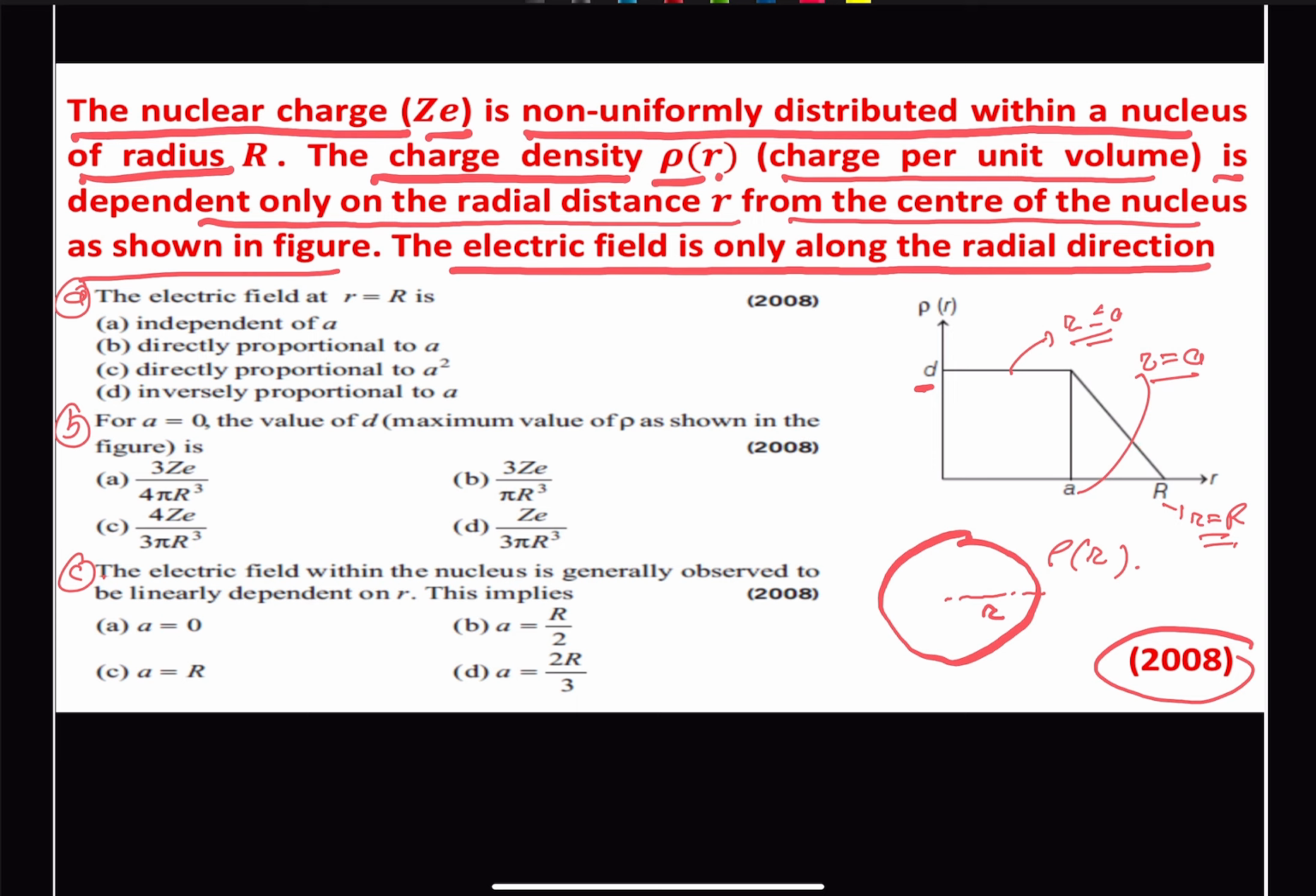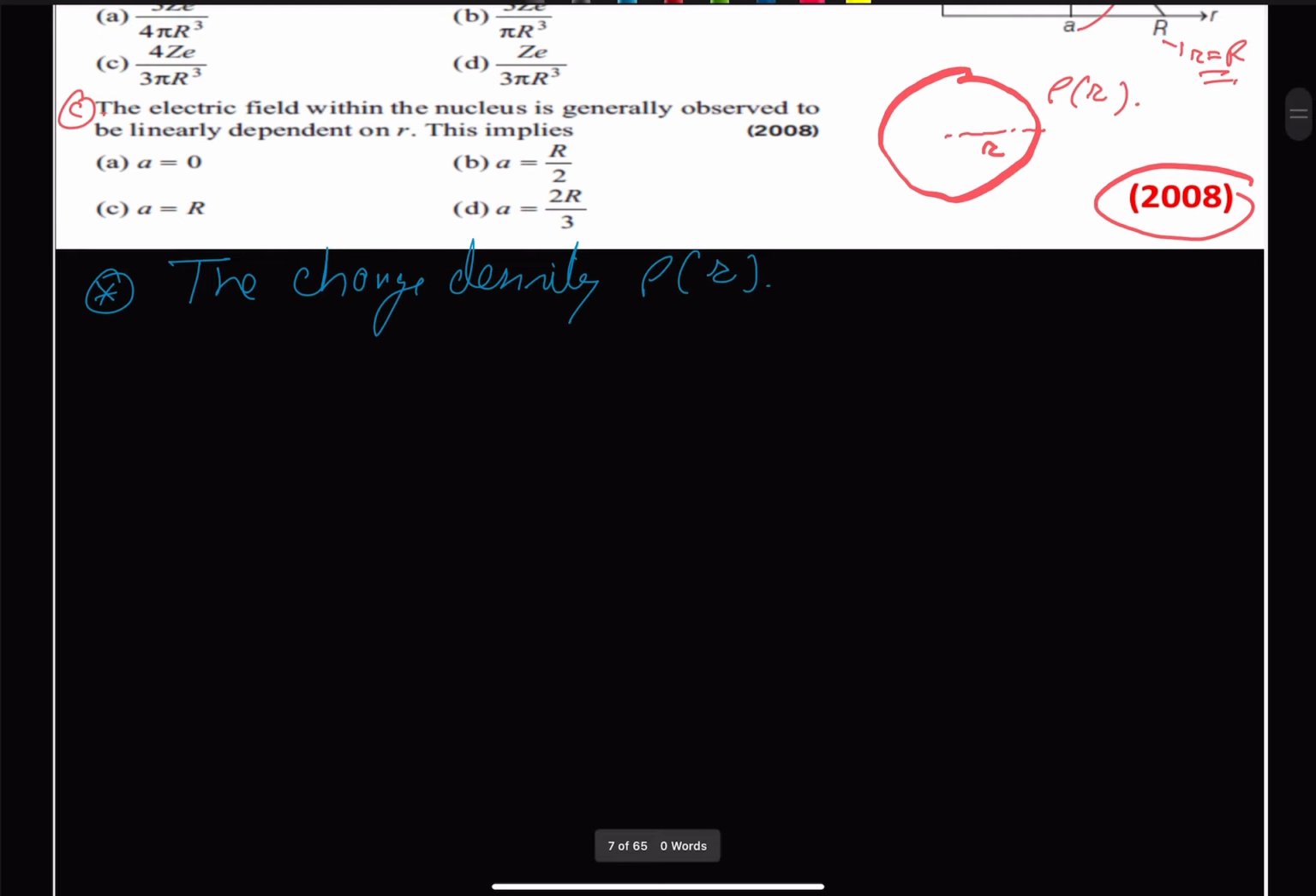And so first it states the electric field at r equal to capital R. We have to find out the electric field at r equal to capital R. So this entire graph, the charge density, can be represented in the form of an equation. Therefore, we can write the equation for the charge density, that is our rho of r.